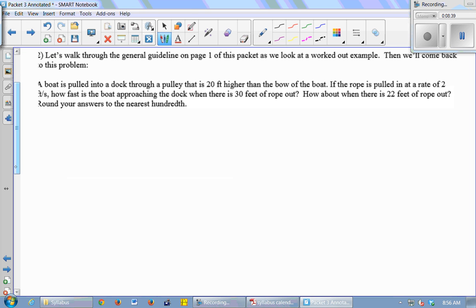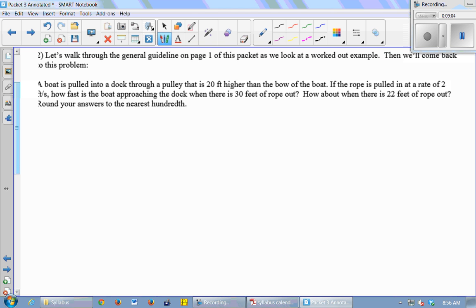All right, so we have a boat pulled into a dock through a pulley that's 20 feet higher than the bow of the boat. The rope is pulled in at a rate of 2 feet per second. How fast is the boat approaching the dock when there's 30 feet of rope out? All right, so I have to draw a picture. I can't possibly start trying to solve this until I have a visual of what's happening.